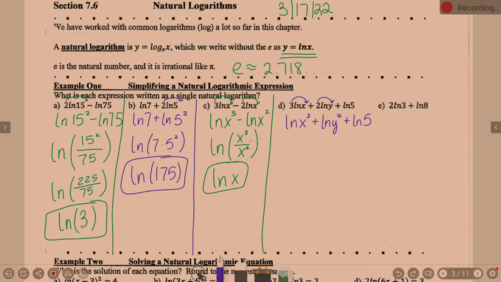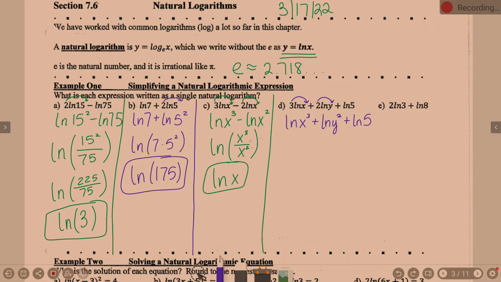We're not going to stop there. I'll tell you about the natural log of 5. Yeah, I got confused. Okay, the natural log of 5 we just carry down. There's no number out front to put in the power.